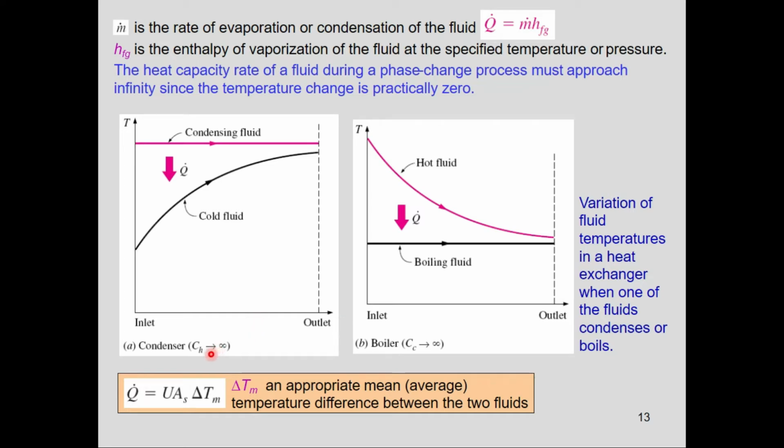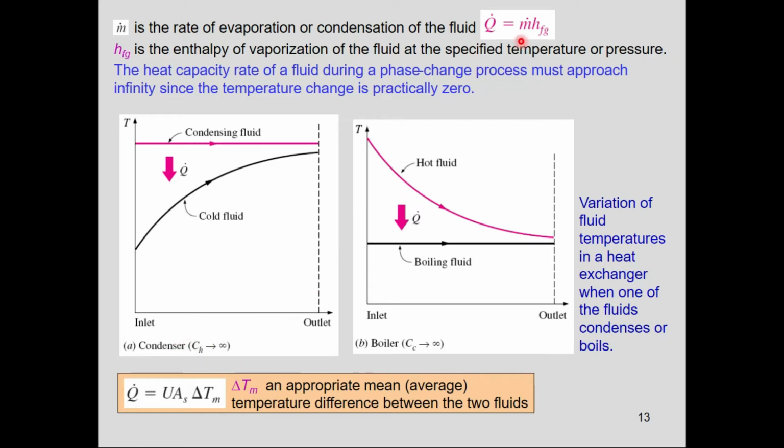The heat capacity rate for the condensation process, or the heat capacity rate for the boiling process, approaches infinity, because there is no temperature change, or the temperature change is zero. So in that case, the heat capacity rate approaches infinity, and we cannot use the previous formula which is mentioned in the previous slide.